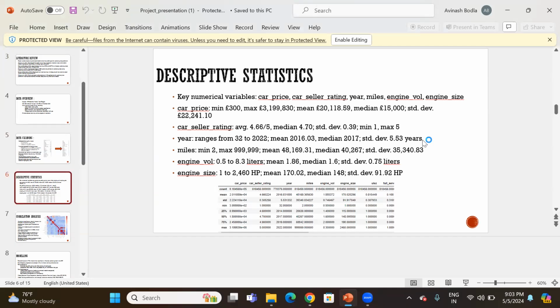The mean, median, and standard deviation are shown on the screen. For the car seller rating, the average is 4.66, the median is 4.7, the standard deviation is 0.39, the minimum is 1, and the maximum is 5. The year ranges from 1932 to 2022. Here the screenshot is provided of the standard deviations and numerical statistics of the dataset.